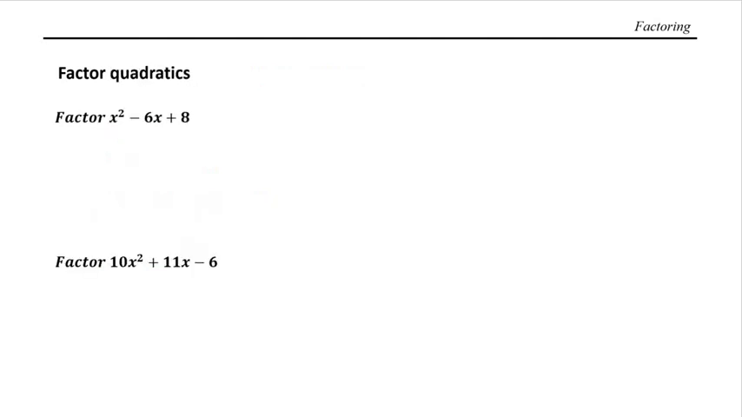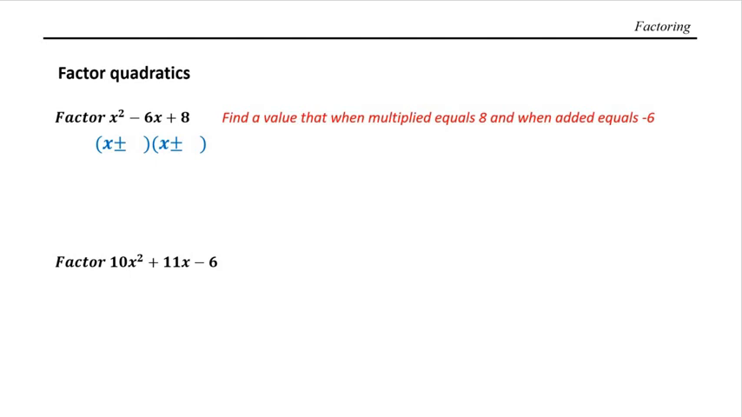Now let's address how to factor quadratics. So when you factor a quadratic, it's going to end up in a form like this. You're going to have an x plus or minus a number times x plus or minus a number. And so how we're going to do this is we're going to find a value that when multiplied equals 8. So 8 is our value here. When it's multiplied, it equals 8, and when it adds up, it equals negative 6.